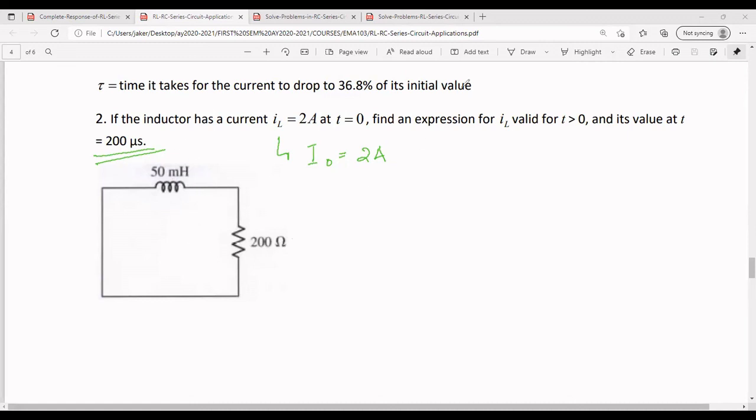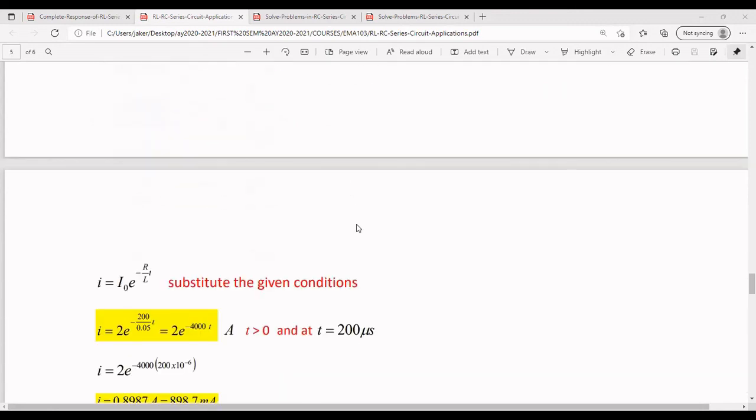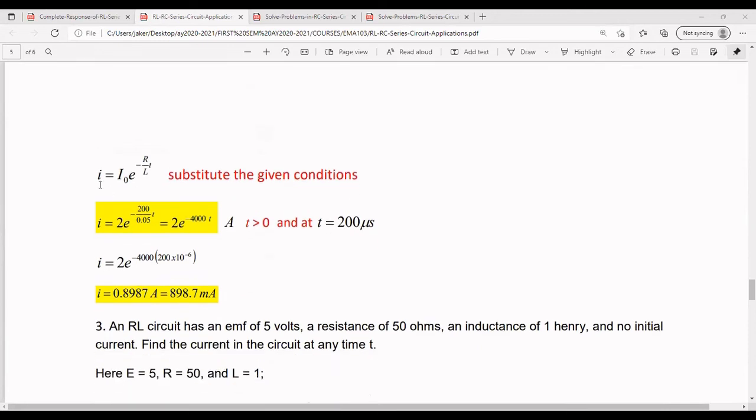Okay, so what we do, I will need to clear my markings before I can go down. We just go back to our equation. This is our equation, right? So we will just substitute 2 for the initial current, 200 for the resistance, and you have 0.05 for the inductance.